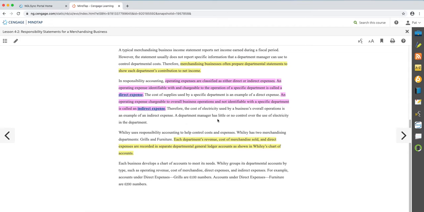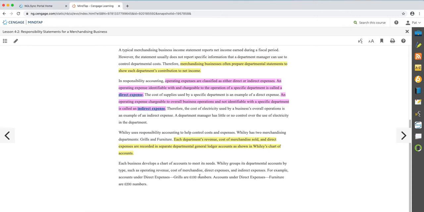This is what it kind of talks about. The department manager, in this example, has little or no control of the use of electricity in their department, so that would be an indirect expense. The actual cost of supplies would be a direct expense. We'll show you what we mean, and we'll make sure that you don't have too many questions with those. And if you ever have a question about what is an indirect or direct expense, let me know. Each department's revenue, costs, and merchandise expenses are recorded in separate departmental ledger accounts, and they have different account numbers down here.